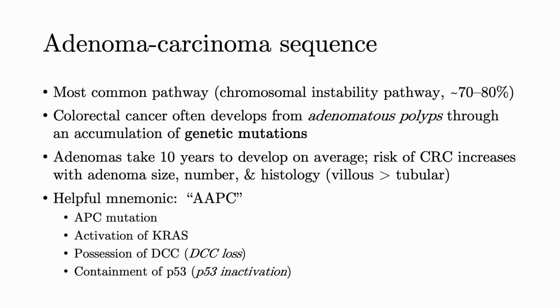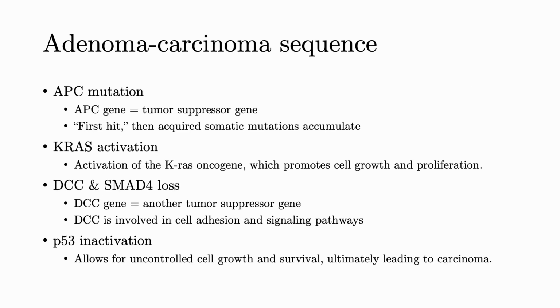Colorectal cancer often develops through a stepwise process called the adenoma-carcinoma sequence, also known as the Vogelstein model. Let's walk through how normal colon cells gradually transform into invasive cancer. The process begins with loss of the APC tumor suppressor gene. APC normally regulates the WNT signaling pathway and keeps cell growth under control. When APC is lost, cells start proliferating excessively, forming an early adenoma.